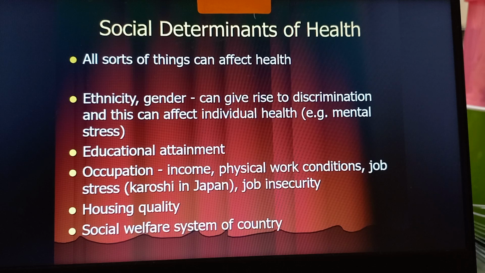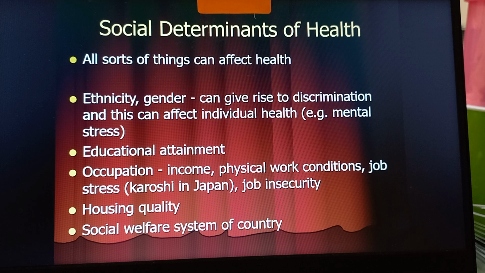Okay, these are the social determinants of health. Various things can affect health. So, for example, ethnicity, the ethnic group a person comes from, the gender of the person, whether the person is a male or a female. This can give rise to discrimination, racism, sexism, etc. And this can affect the health of individuals. For example, racism, discrimination, sexism can give rise to mental stress, sometimes through harassment, sometimes through unpleasant social interactions.